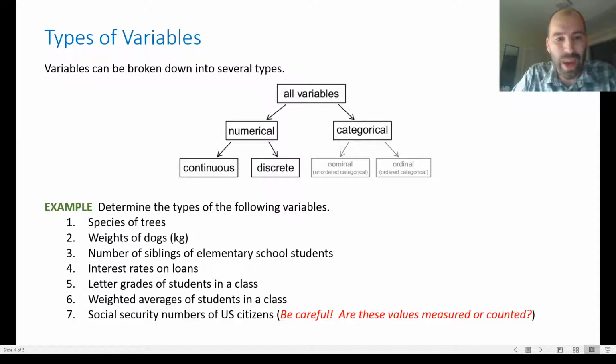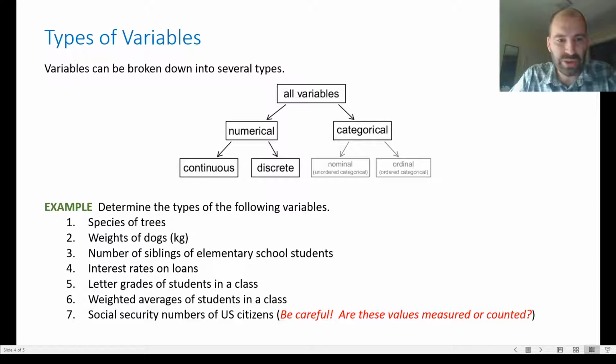Number 6, weighted averages of students in a class. So we're taking their numerical score on all their assignments and combining it into one weighted average for the end of the class. What would that be? Well, when you take these averages, you can get them down to a very small degree of accuracy. So it's certainly numerical, and I would call it continuous. All right, they don't go up by fixed increments. Two students' grades can be very close together without being the same.